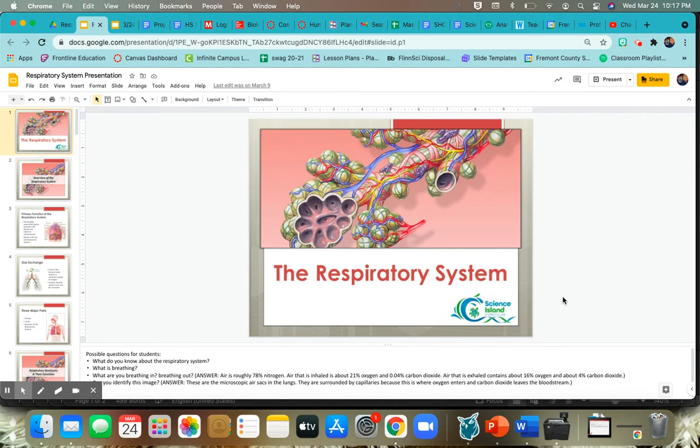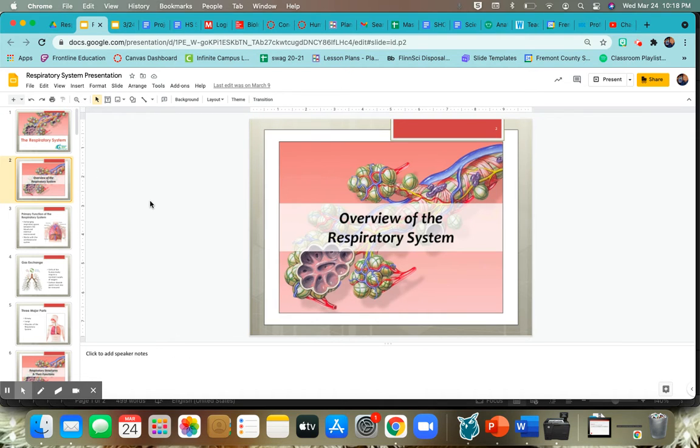Okay. So think about the respiratory system. What do you already know? What do you know about breathing? What do you know about taking in, breathing out? Usually we think of taking in oxygen, but the air we breathe is actually roughly 78% nitrogen and only 21% oxygen. So that's interesting. And what we breathe out, we always say we breathe out CO2, but that's only about 4% of what we breathe out. And we breathe out actually about 16% oxygen. So that's super interesting.